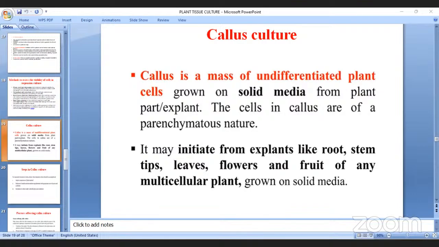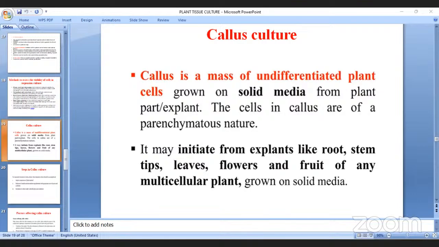Today's topic is protoplast culture. Yesterday we completed tissue culture, totipotency, techniques, steps in tissue culture or totipotency, and applications of tissue culture and totipotency. These are all what we discussed yesterday. And today's topic is protoplast culture.